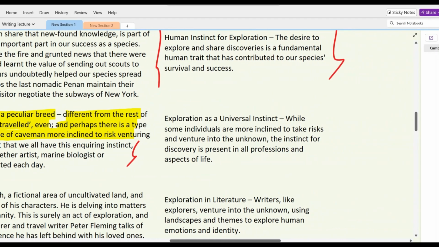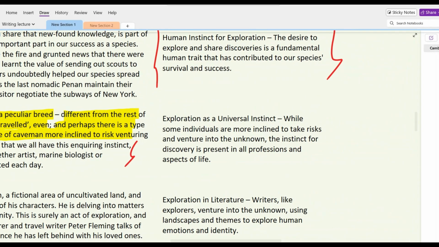So here in this case we see a very short summary compared to the body paragraph itself. So here the summary is: exploration as a universal instinct. While some individuals are more inclined to take risks and venture into the unknown, the instinct for discovery is present in all professions and aspects of life.